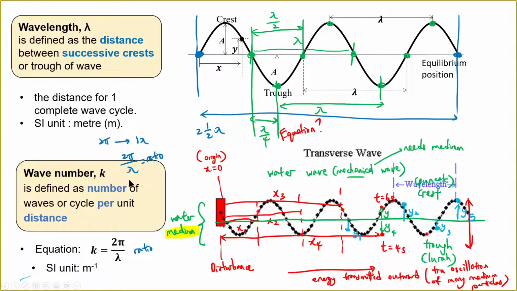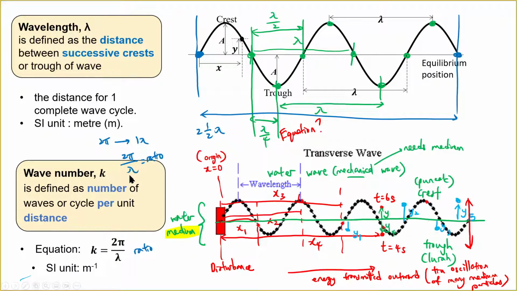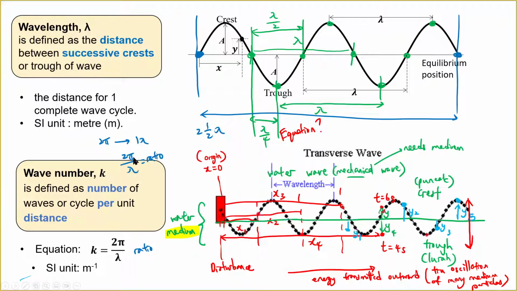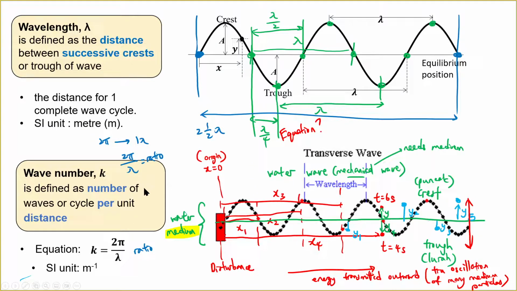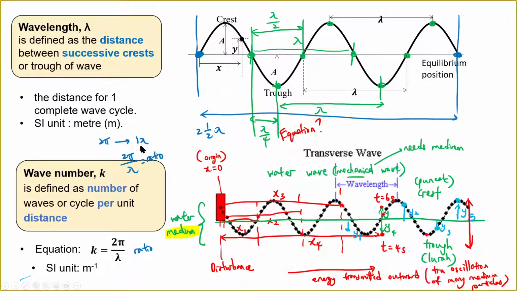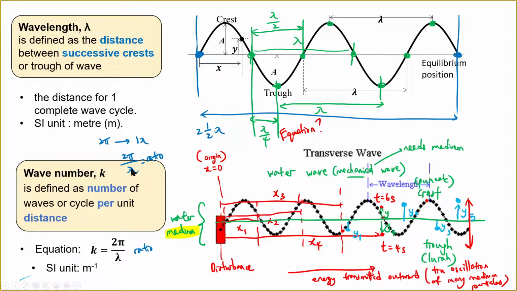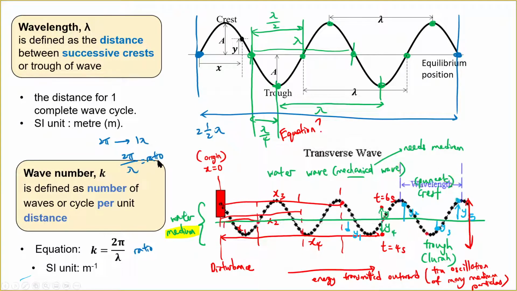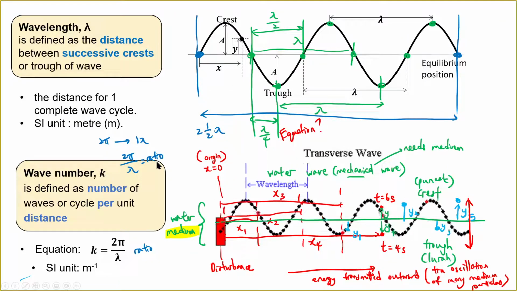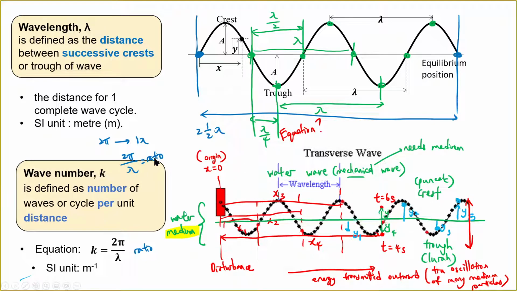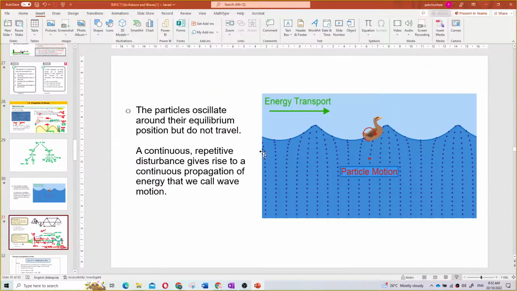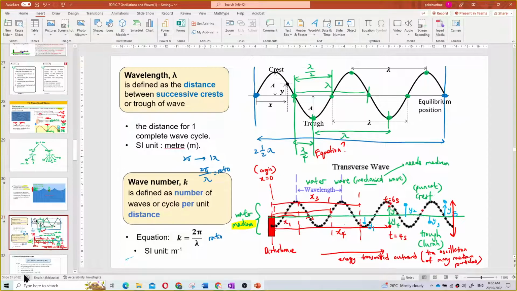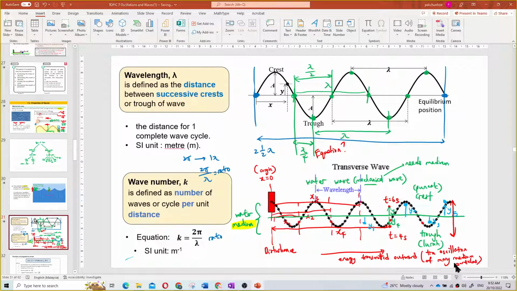Kenapa perlu bahagi? Kenapa perlu buat begini? Nanti saya akan explain, ya. So this is a wave number. It's just like a ratio because 2 pi is like 1 lambda. So we divide 2 pi over lambda, then we get one ratio. Macam kita nak convert, let me give you one example. I like to give example, so that you understand.